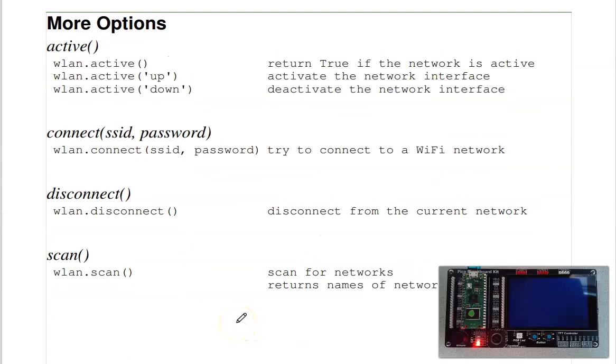And there's a couple other options. I can find out if a network is active or not. I can activate a network. I can deactivate a network. I can connect to a network. The connect command tells me which network I want to connect to, its ID and password. I can disconnect from that network, and I can also scan: what are all the wireless networks in my area?